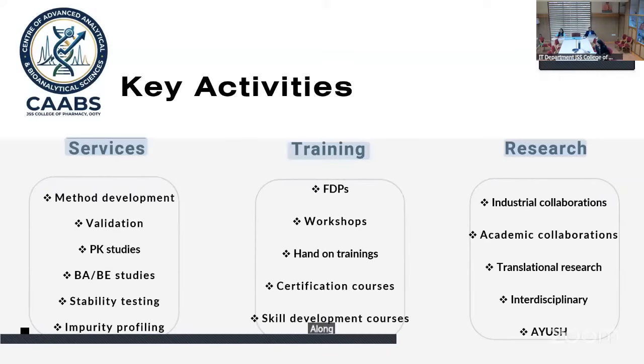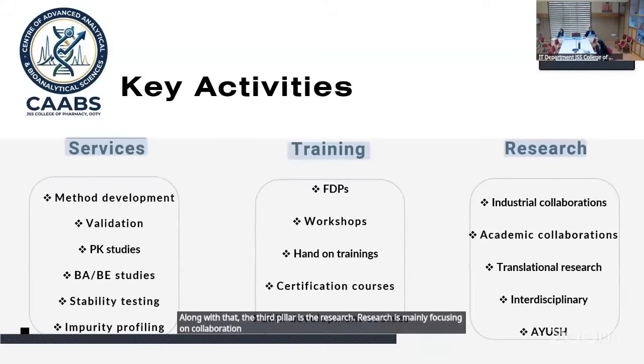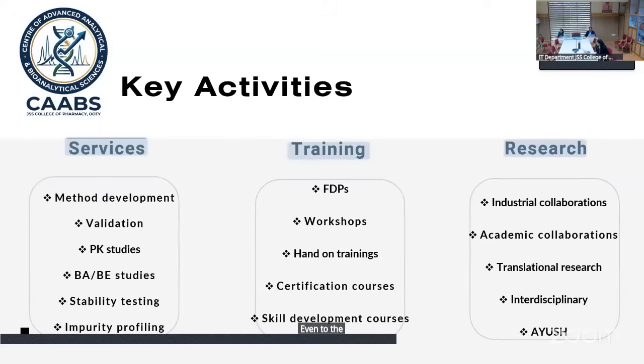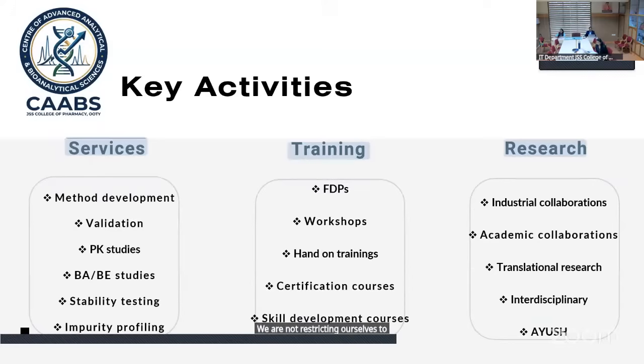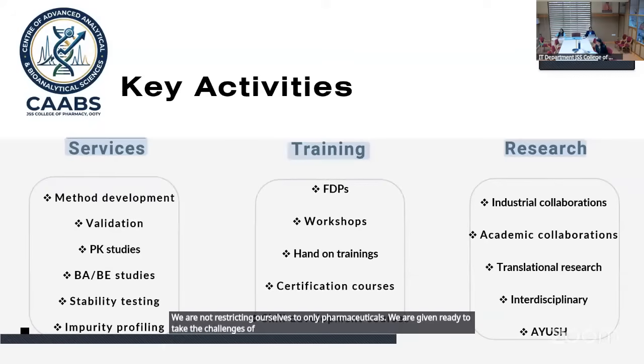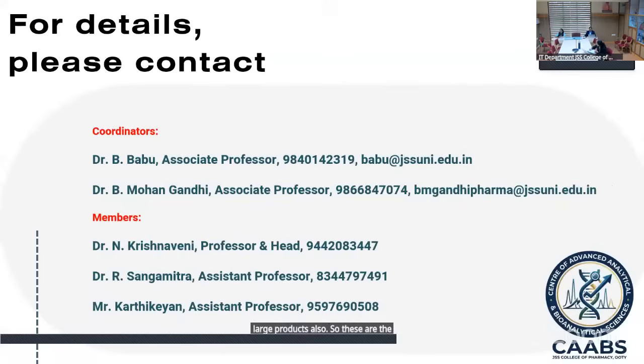Along with that, the third pillar is research. Research is mainly focusing on collaboration with academia as well as industries. The industries can be small scale industries to large scale industries, and the academic collaborations can be from a small college even to universities. We are mainly focusing on translational research, and we are ready to go even with interdisciplinary research also. We are not restricting ourselves to only pharmaceuticals. We are even ready to take the challenges of Ayush products also. So these are the key activities we are going to have.